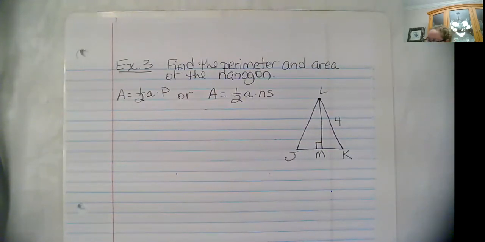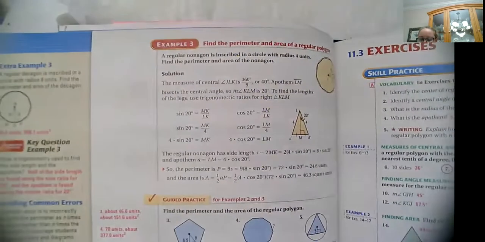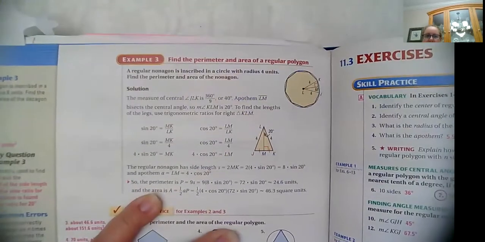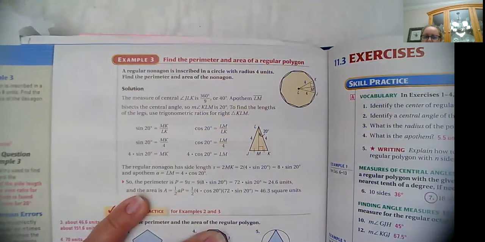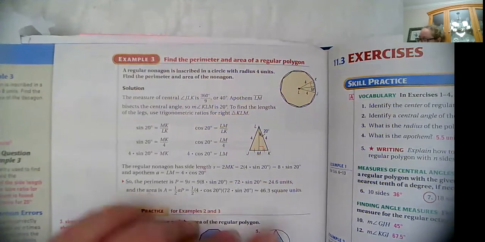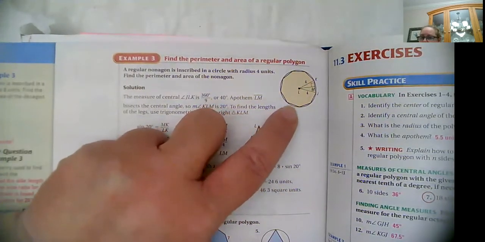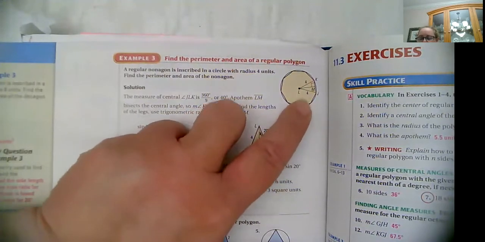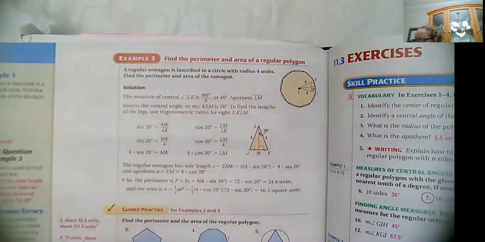So example 3, we're going to look at the book for a second because it's a picture, which I didn't draw. It was a little too difficult. So it says a regular nonagon is inscribed in a circle with radius 4 units. Find the perimeter and area of the nonagon. So here we have this picture. A nonagon has 9 sides. The only piece of information that they give us is that the radius is 4. That's it. No side length, nothing else. We've got to figure everything out.